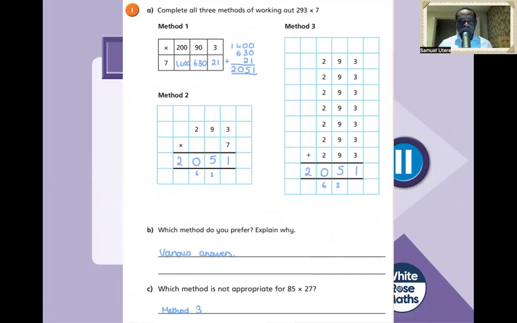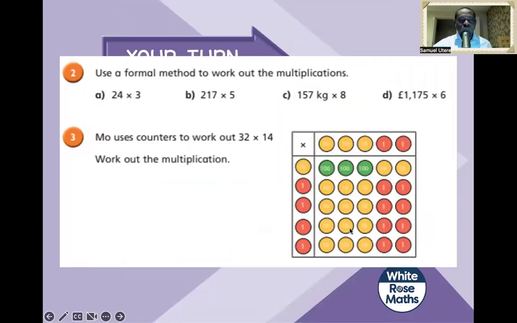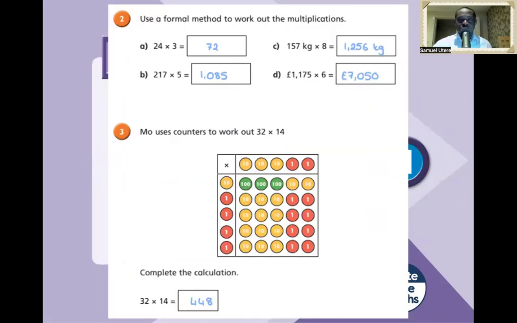And then here, you're being asked for C, which method is not appropriate for doing these 2 digit multiplications. So that one, method 3, will take a long time to do. All right, pause the video and answer questions 2 and 3 in 4 minutes. Okay, assuming you've paused the video and you've answered questions 2 and 3, here are the answers. So mark your work and celebrate your success.